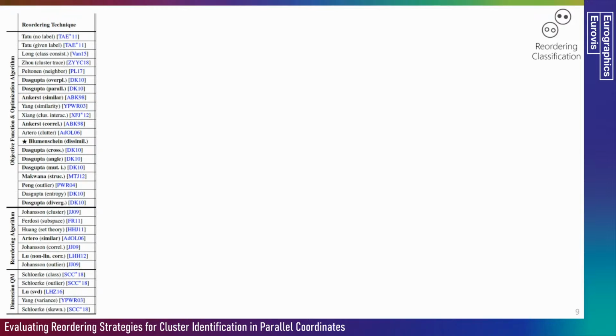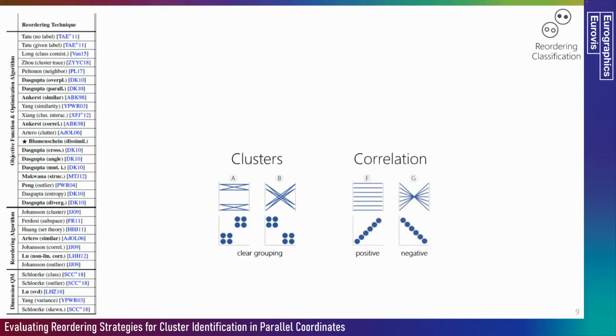Next, we were interested in identifying the patterns that a particular algorithm is aiming for. To get an overview, we first identify interesting patterns in parallel coordinates, for example, different cluster structures, or positive and negative correlations. In total, we came up with 13 different patterns, which we added as columns in our table.